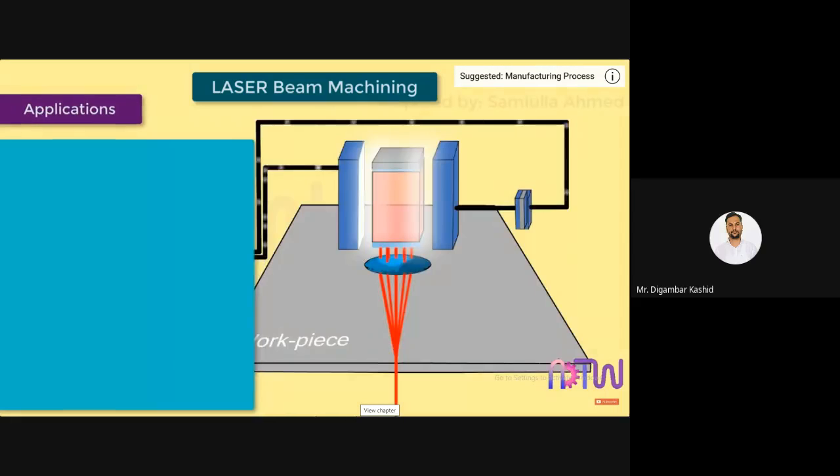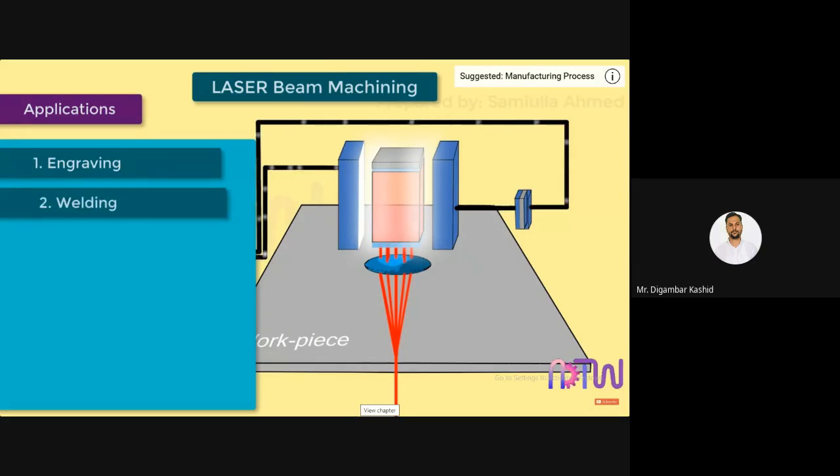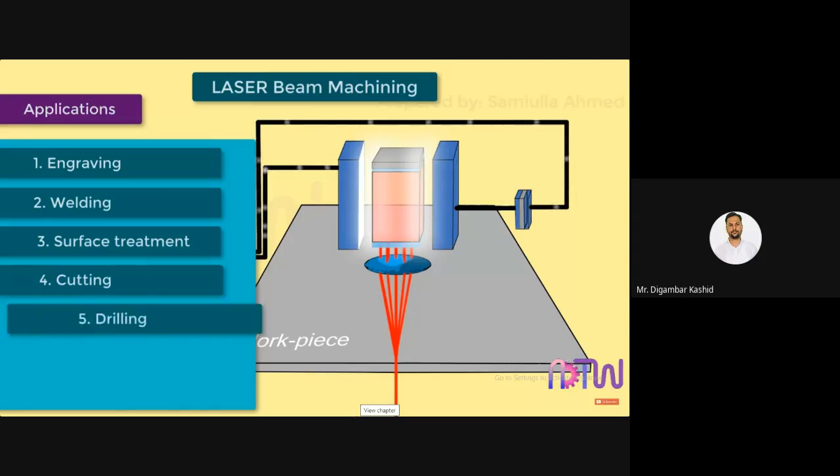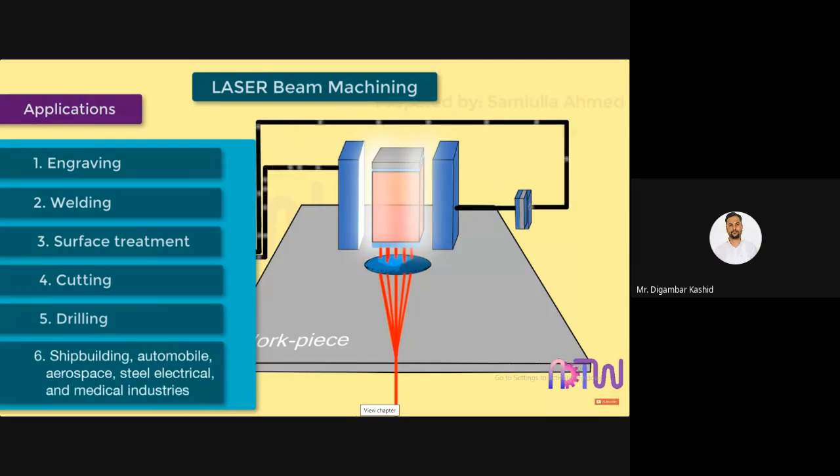Applications of the laser beam machining process. Engraving, which means marking. Welding. Cutting. Drilling. It is also used in shipbuilding, automobile, aerospace, steel, electrical, and medical industries for precise machining of various parts.